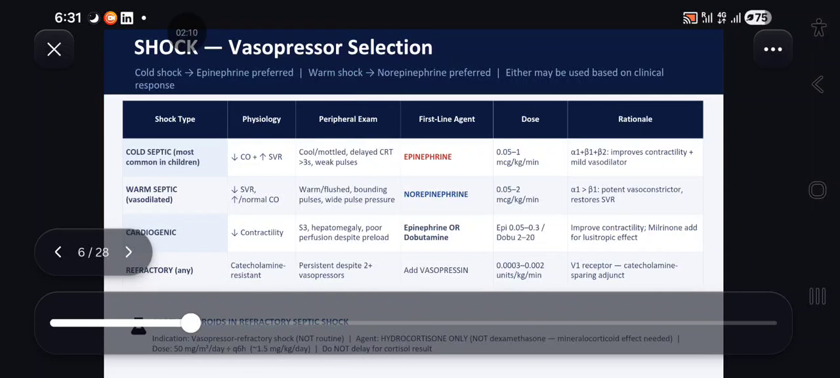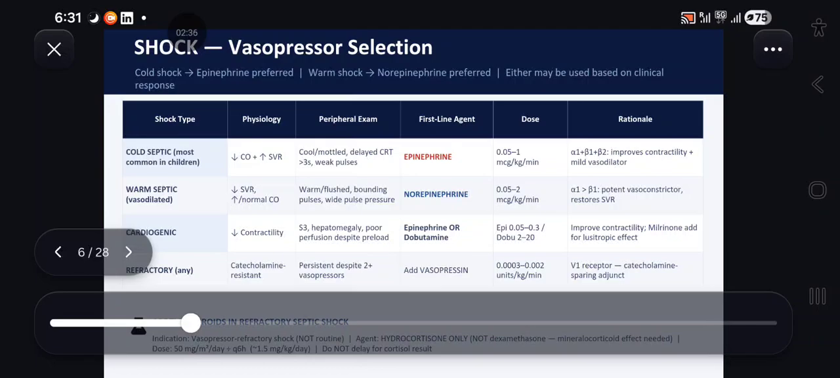Actually, most guidelines in pediatric population don't focus mainly on the difference between cold and warm. Why? Because in pediatrics, as we said, the deterioration happens fast. So they consider most shock, especially septic shock, to be cold shock. What's the difference between warm shock and cold shock?